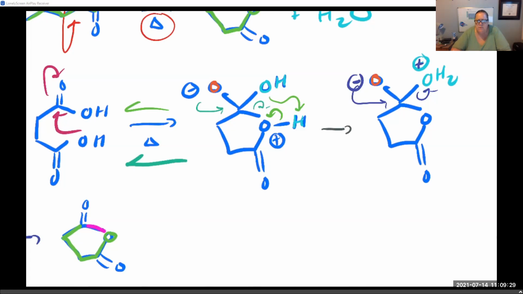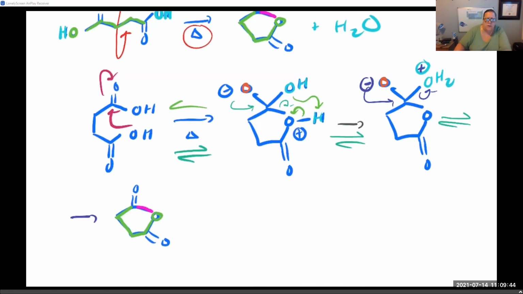Yeah, every single one of these steps is an equilibrium step. Every single one of these steps is an equilibrium, and that includes the formation of the final product. This is pretty stable. But again, once I get to that point, I can still go backwards. A water could come in, attack, and do all sorts of neat stuff. So questions about that?